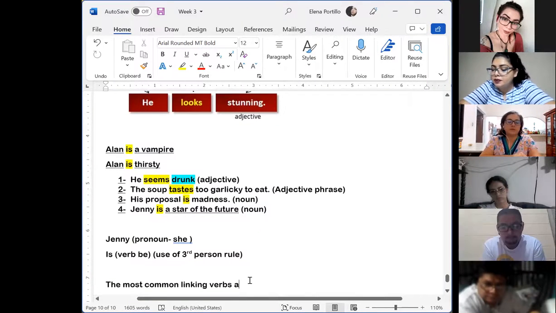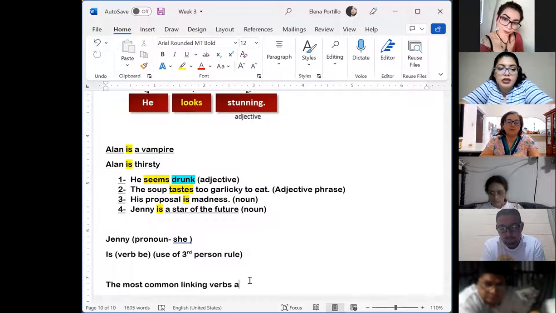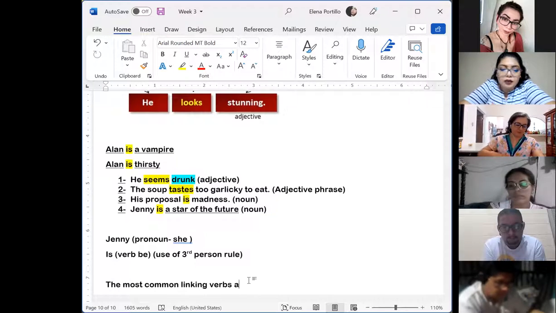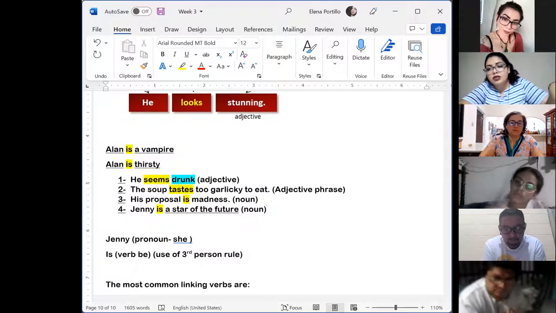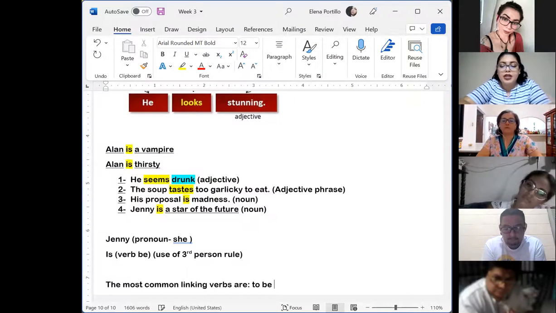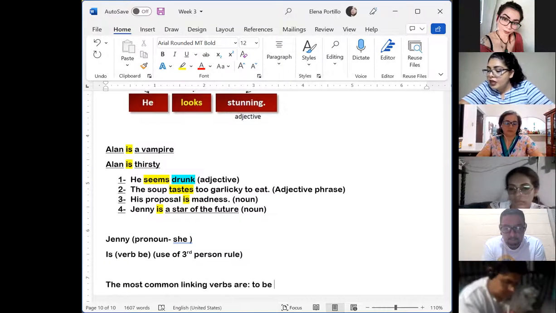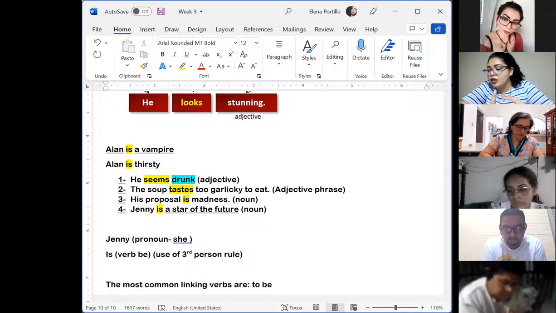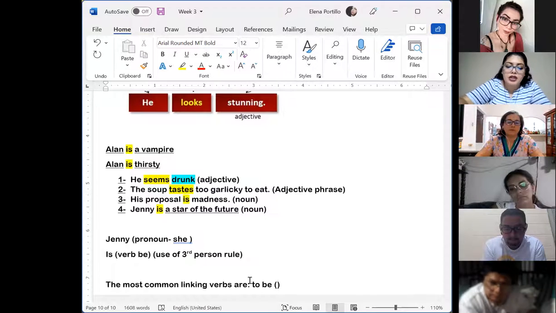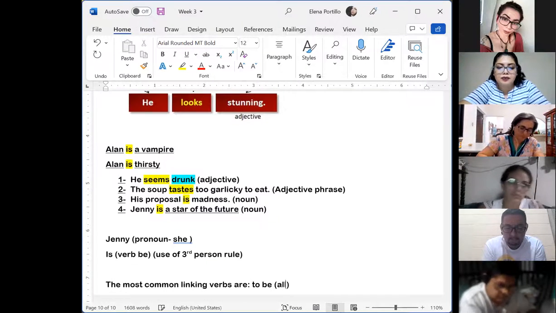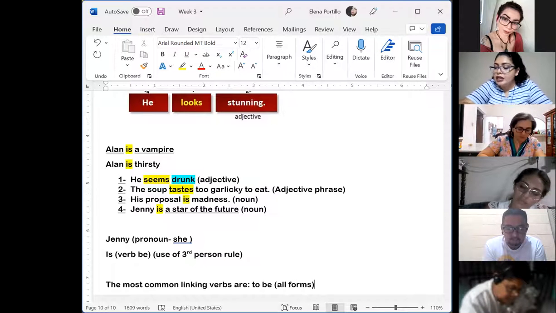Thank you. You're welcome. So, we have the most common linking verb, the verb to be: is, am, are. And it is in all forms, also the present and the past and the future: am, is, are, was, were, will be, been, has been. All the forms of the verb be. We can use it to be a linking verb.